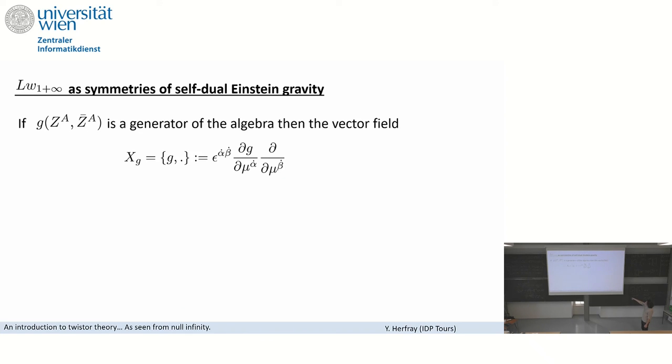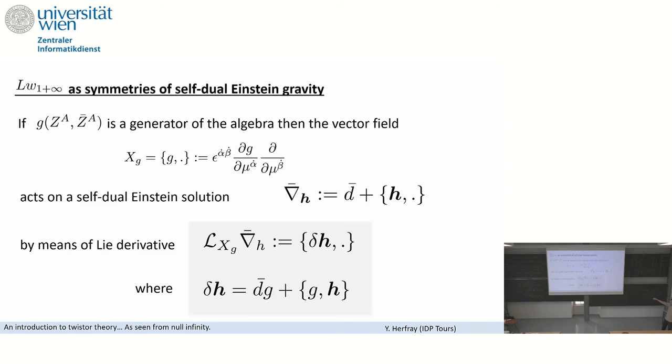What this means is that this LW1+∞ algebra in twistor space is realized as a space of vector fields, as a space of diffeomorphisms. So in twistor space, it's just local. It's just a bunch of vector fields which are generating this symmetry on twistor space. The point is that this vector field is going to act on your self-dual Einstein solution by just deforming the differential operator. You take the Lie derivative, and it's deforming the operator corresponding to your nonlinear gravitons.